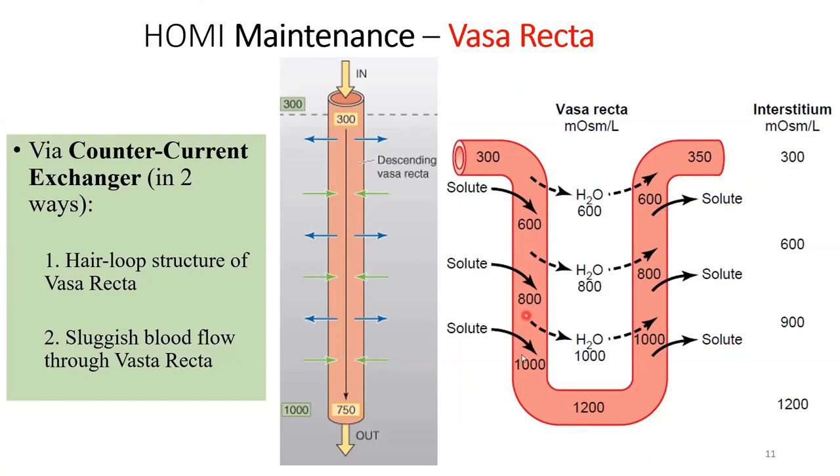Okay. So by the time it hits the tip of the loop of Henle, the hairpin, it becomes one with the interstitium. The osmolarity is 1200. The osmolarity is 1200. Okay. It reflects the same. However, it's not a straight tube. It will now pin back on its own. And remember, this distance is shown, but this is not the case. The descending and ascending limbs lie very close to each other.